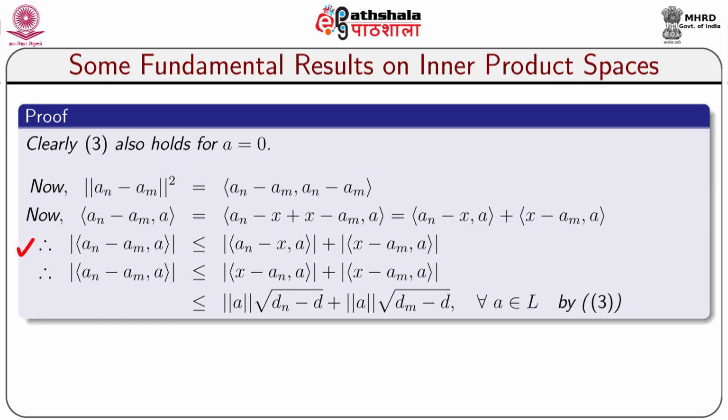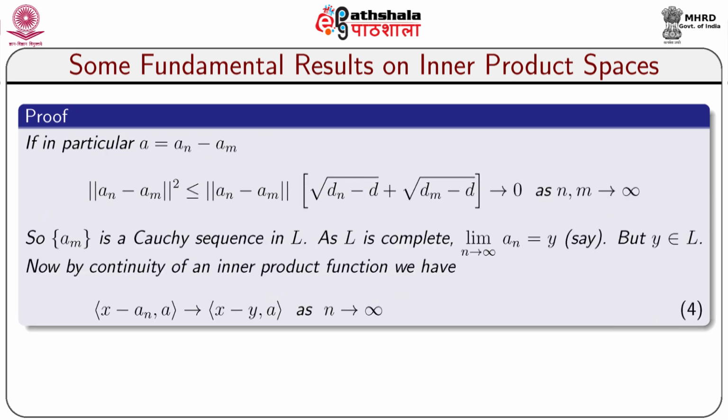So, modulus of inner product a n minus a m comma a is less or equal to modulus of inner product a n minus x comma a plus modulus of inner product x minus a m comma a. Therefore, modulus of inner product a n minus a m comma a is less or equal to modulus of inner product x minus a n comma a plus modulus of inner product x minus a m comma a, which is again less or equal to norm of a into root over D n minus D plus norm of a into root over D m minus D, for all a belonging to capital L by equation 3.